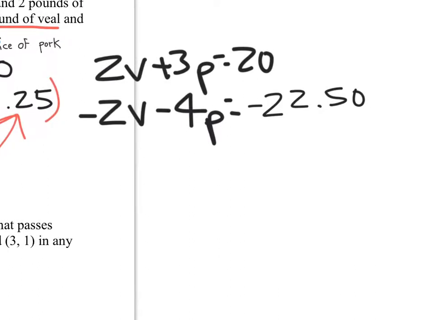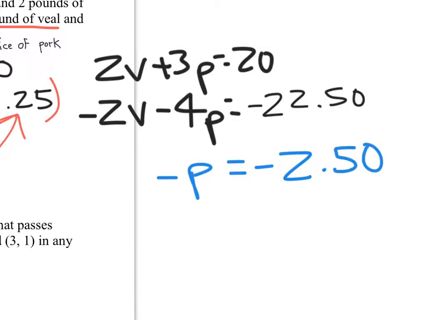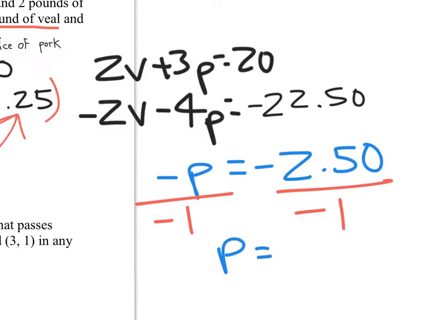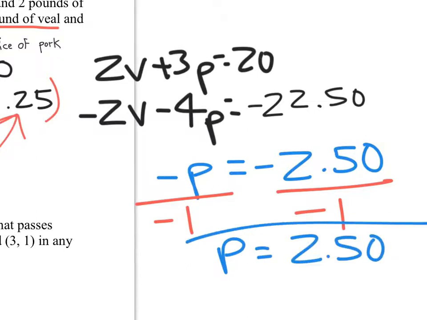So what I know is that 2V minus 2V is nothing. The veal is canceled out. And 3P minus 4P is going to give us simply -P, or -1P, equals what? 20 minus 22.50 is going to give us -2.5, or -250. And if we were to divide both sides by a -1, or just a negative sign, right, it's going to be, of course, P equals 250. Great. All right, so the pork per pound is $2.50.